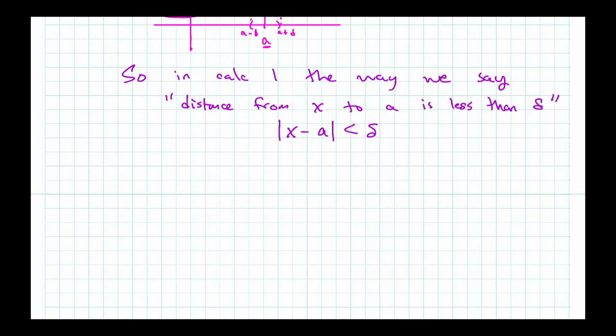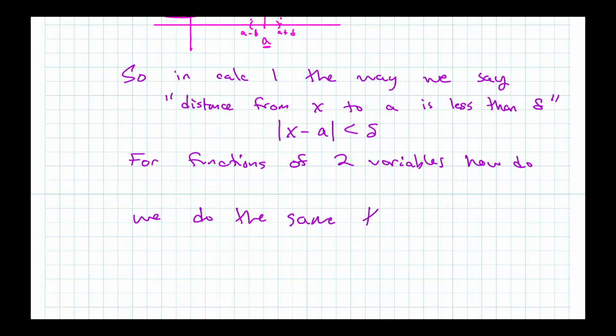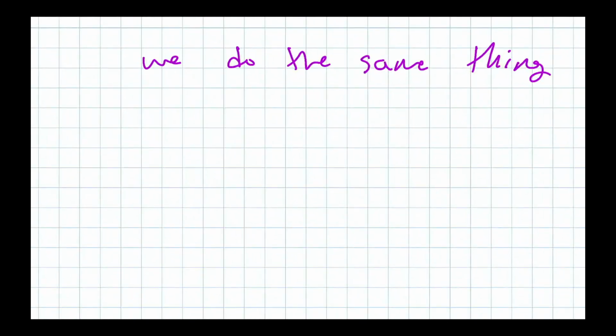So in Calc 1, we have this. For functions of two variables, we need a better definition. So how do we do the same thing? Basically, what we do is this. If you're on an xy plane, so you have x and you have y, and then you have a point, instead of A, let's call it AB. What does it mean to be close to AB, right? If you're trying to be close to AB, of course, that means you have to be close like that, right? But you don't have to be just close left and right. You also have to be close up and down. So in here.